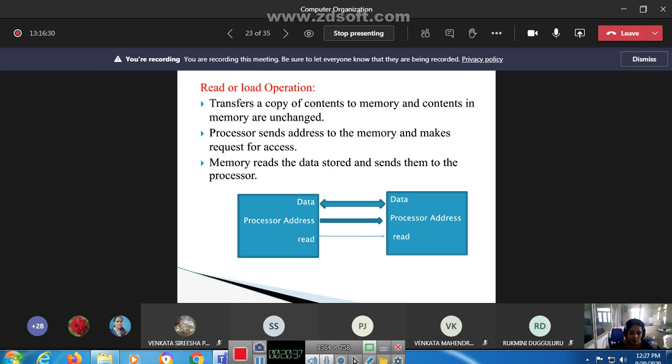In the load operation, the content of the specific memory locations is read by the processor. In the load operation, the processor sends the address of the memory location whose content is to be read and generates the appropriate read signals to indicate that it is a read operation.